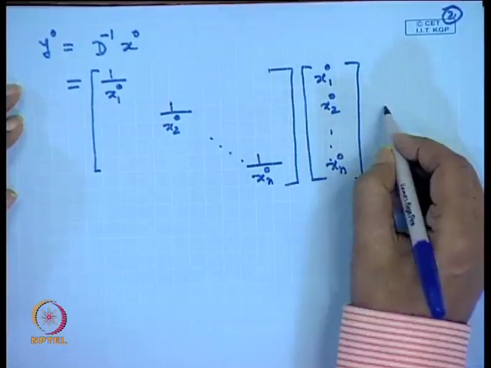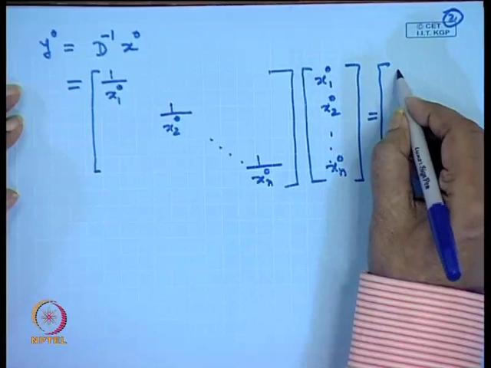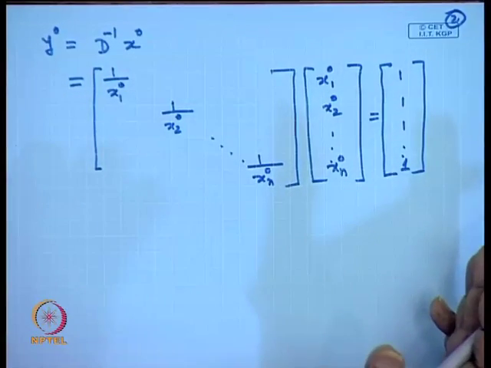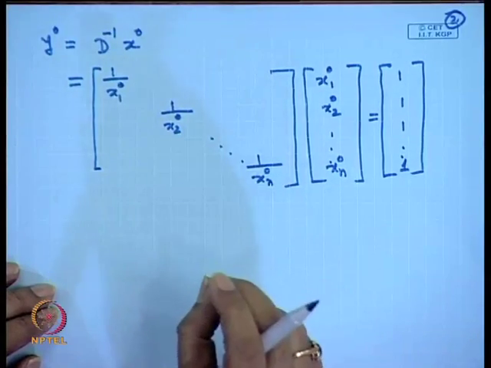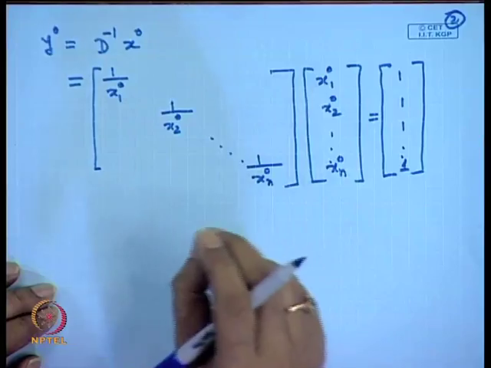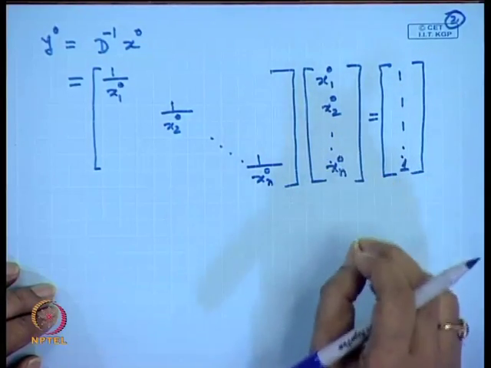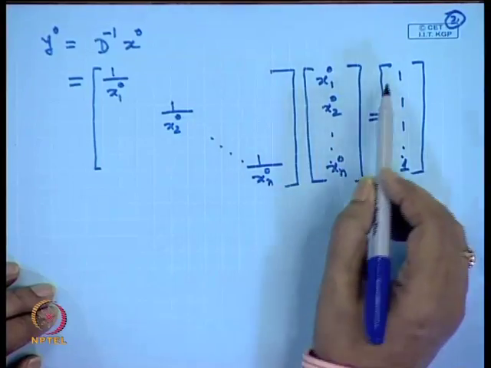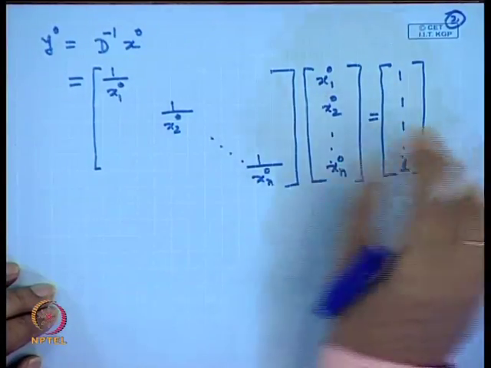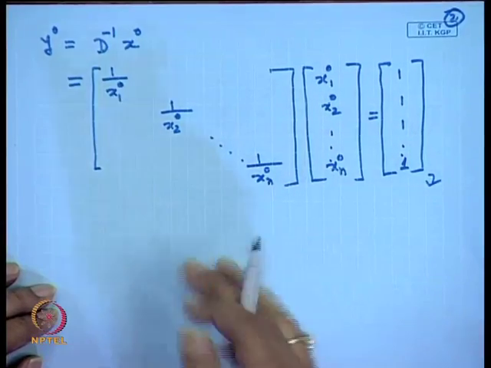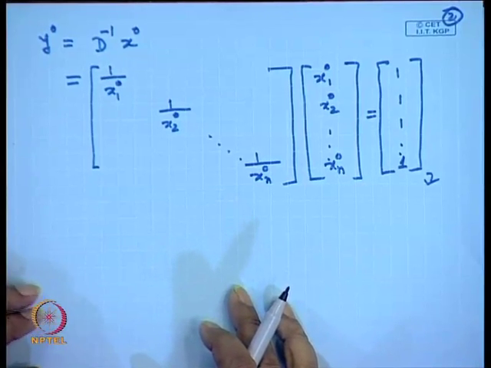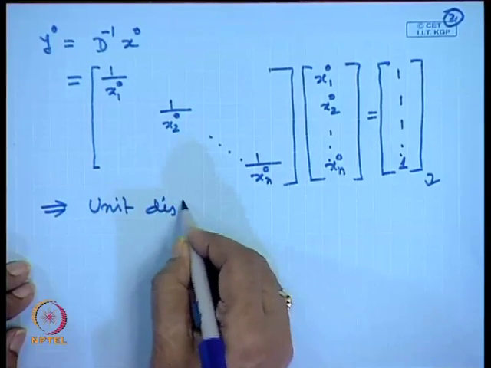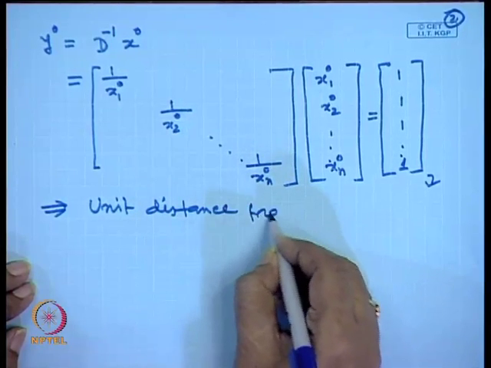If you multiply this, you will see that in the new coordinate system the point will be 1, 1, 1, dot dot, last element is 1. This indicates that all the new points in the coordinate axes are equidistant from each axis, at distance 1. So, that point is equidistant from each axis. So, it is now a centered point in that transformed axis. This implies unit distance from each coordinate axis.